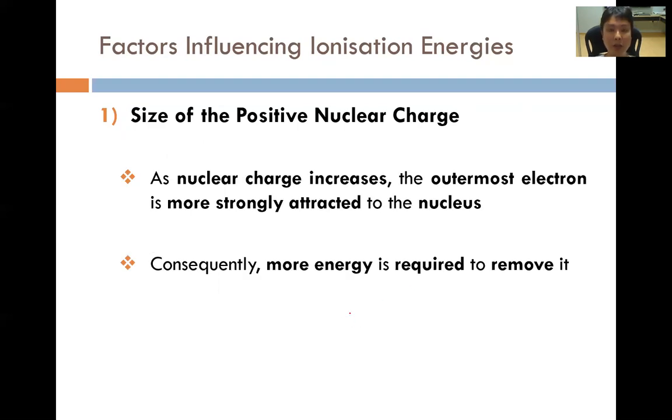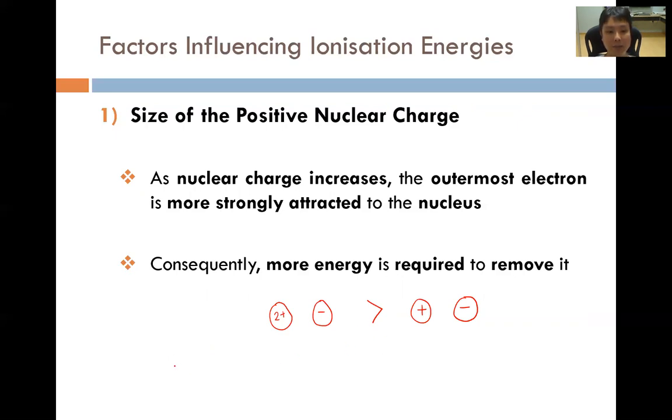Remember when we talk about the electrostatic forces of attraction, if we have a 2 plus charge and a 1 minus charge, the electrostatic forces of attraction between these two charges is larger than a 1 plus charge and a 1 minus charge. And hence, if the nucleus actually has more protons, the attraction between the nucleus and the valence electron will actually be stronger. And hence, as the size of the positive nuclear charge increases, the outermost electron will be more strongly attracted to the nucleus. And if this is true, more energy will be required to remove the electron in the ionization process.